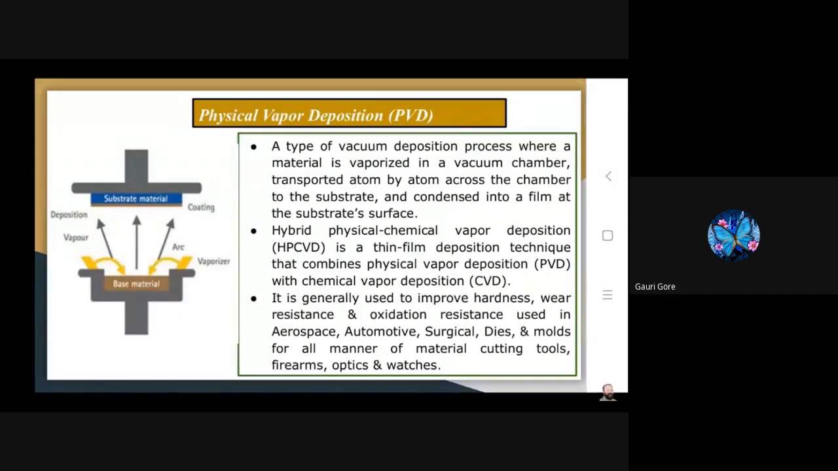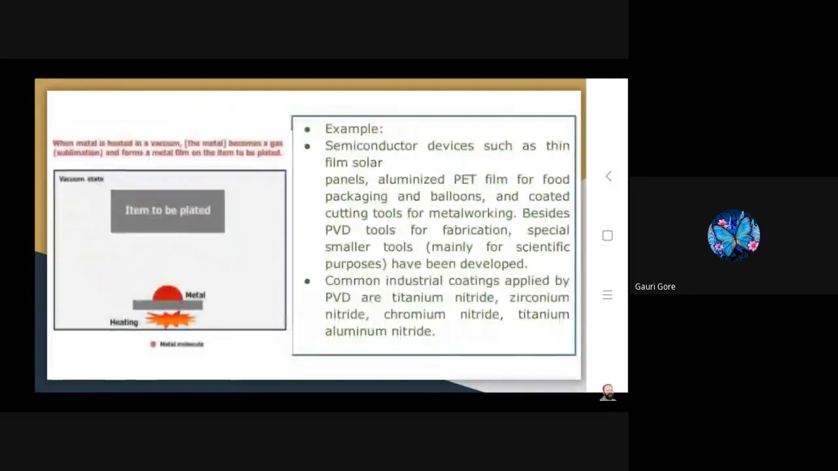Now look here, when metal is heated in a vacuum, that metal becomes a gas, that is sublimation, and it forms a metal film on the object to be plated. Here I have shown this in the diagram. Now the examples: I have shown here where we can use this PVD technique. Semiconductor devices such as thin film solar panels, aluminized film for food packaging and balloons, and coated cutting tools for metal working.